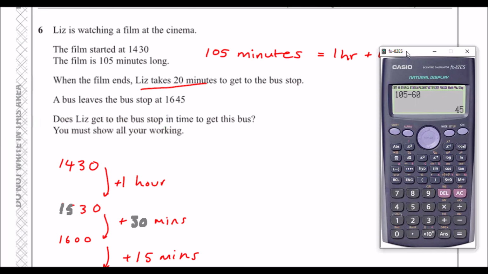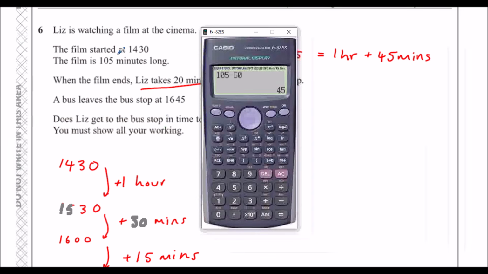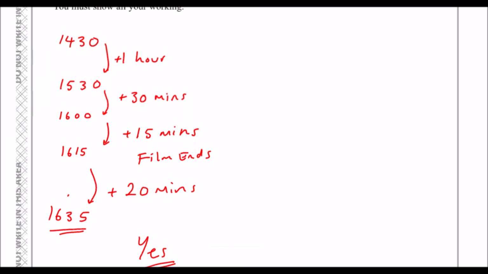There's a time button on the calculator that we could have used. So the film started at 14:30, so 14 hours, 30 minutes. And then we add on 105 minutes, so add no hours and 105 minutes. And then 20 minutes to get to the bus stop. Again, add no hours and 20 minutes. And that gets to 16:35. 16 hours, 35 minutes. And that's when she got to the bus stop.